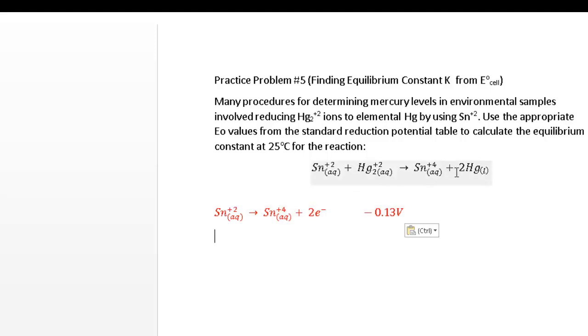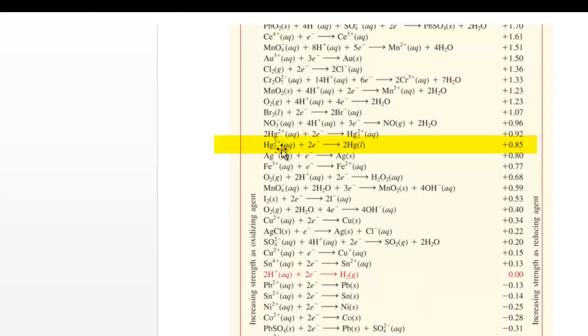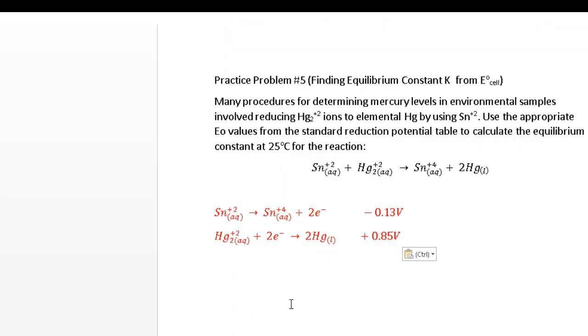Hg2 2+ going to Hg. Let's look that up and see what we get. The Hg2 2+ goes to 2Hg liquid, 2 electrons gained, positive 0.85 volts, excuse me. So we wrote our two half reactions. This is a 2 electron transfer reaction, and the 2 electrons at the top cancel with the 2 electrons at the bottom. Let's add these up and then add those two voltages together and get our net equation. Adding these two up recapitulates the original problem, but we got our voltage, 0.72 volts.